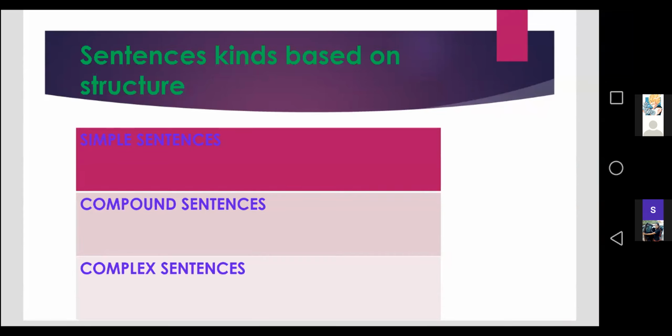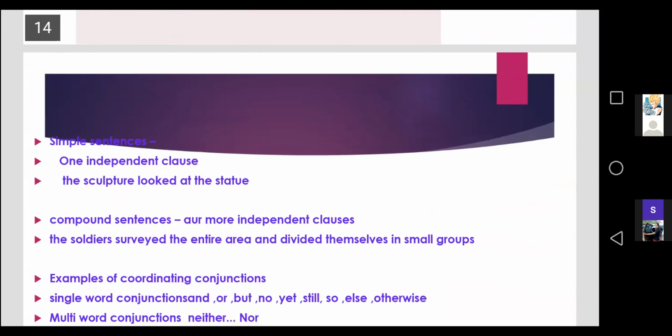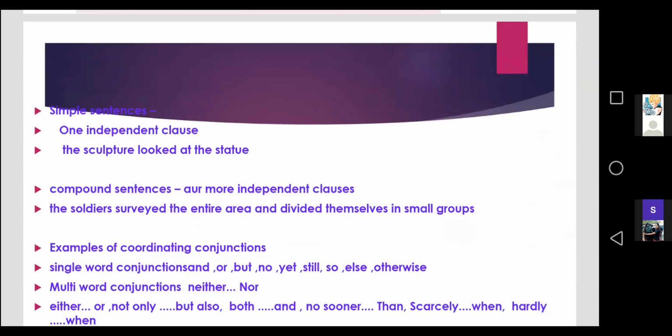Okay, students. Because the knowledge of clauses is quite important, and only then do we understand this part, that is simple, compound, complex. So to start with, simple sentences are sentences having only one independent clause, right? Like, the sculpture looked at the statue. It has only one independent clause, and that's why we call it a simple sentence.